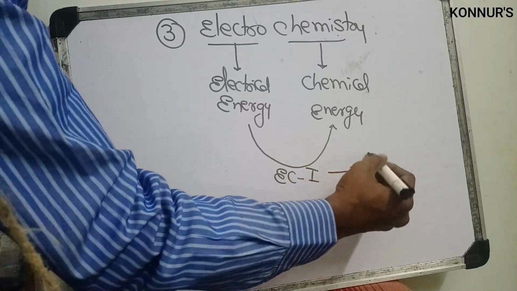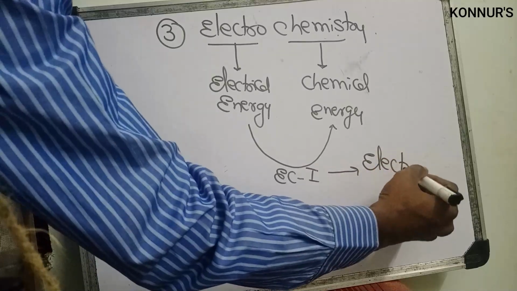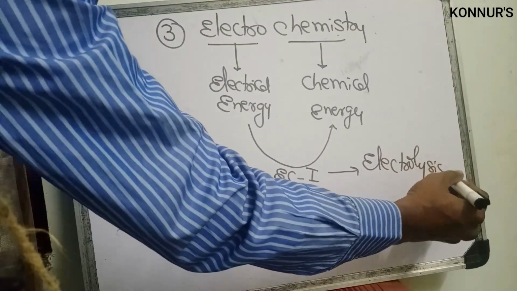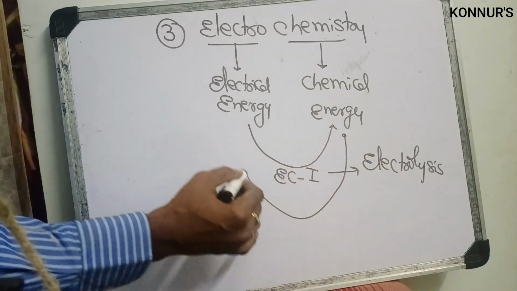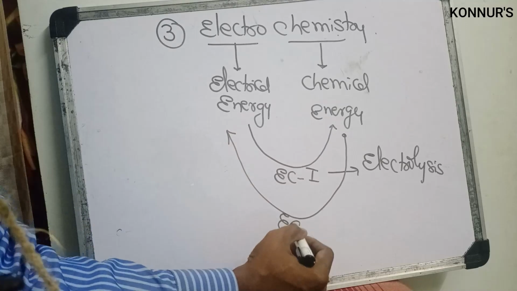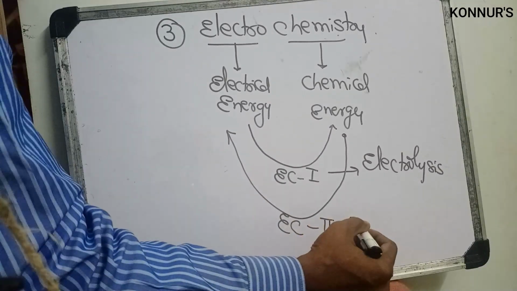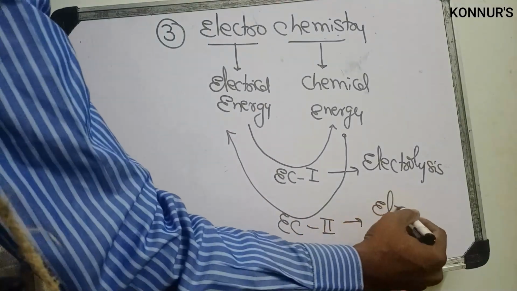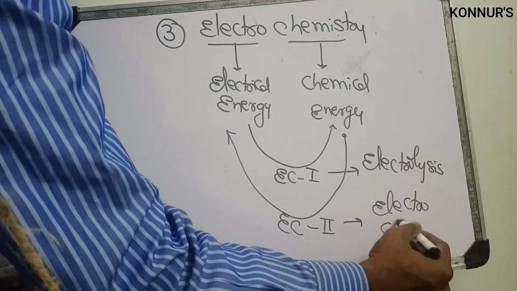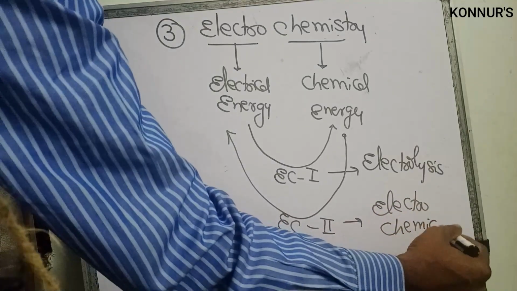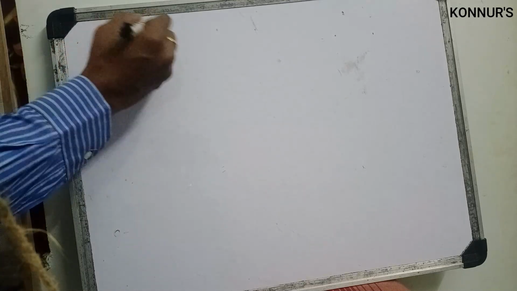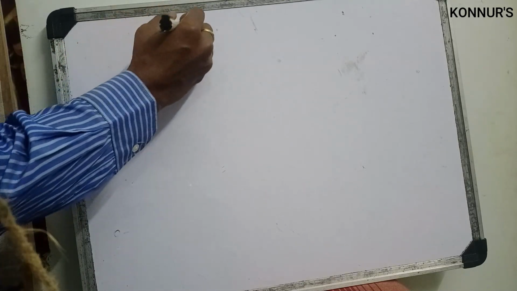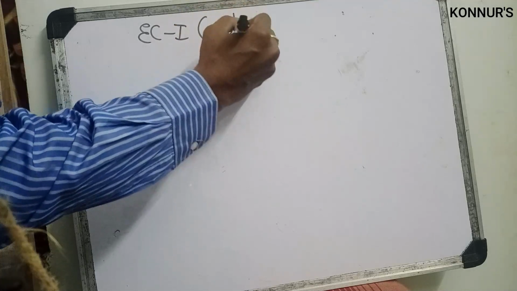It is also called electrolysis. Next, another important one: the chemical energy is converted into electrical energy. It is called electrochemistry 2, the electrochemical cell. So now we will discuss the first one, electrochemistry 1, otherwise electrolysis.